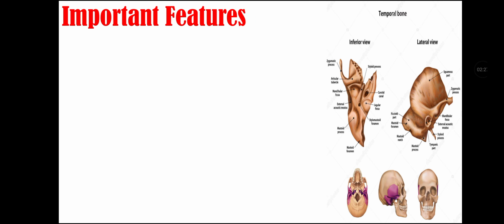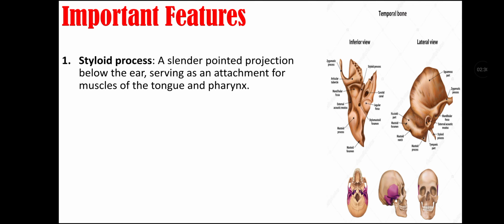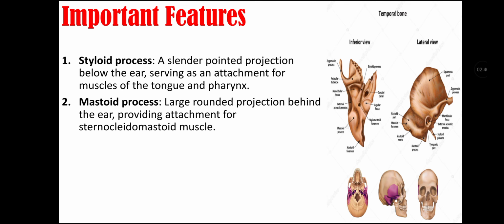Important features of temporal bones. First is the styloid process, that is a slender pointed projection that is below the ear. It serves as an attachment point for muscles of the tongue and pharynx. Second feature of temporal bone is the mastoid process, that is a large rounded projection behind the ear. It provides attachment for the sternocleidomastoid muscle.